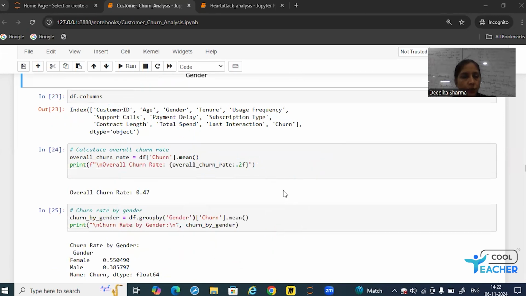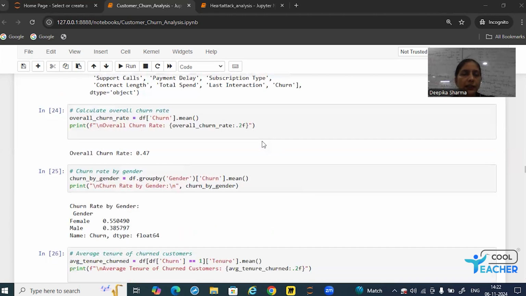Now let's do some more analysis. Here we are calculating the overall churn rate, that is, what the average churn rate is. The average churn rate is 47%. Here we are finding it out with df churn dot mean, and it gives 47 as the overall churn rate. So it means churning is very fast. People are taking the subscription and then they are leaving the subscription.